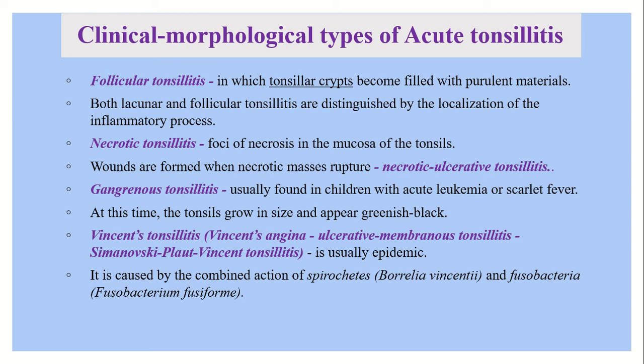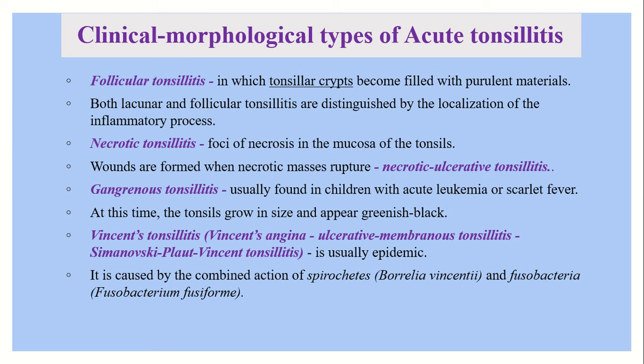Another type of acute tonsillitis is necrotic tonsillitis. Here wounds form when the necrotic mass ruptures, and we call it necrotic ulcerated tonsillitis. Gangrenous tonsillitis is a special type of acute tonsillitis that is usually found in children with acute leukemia or scarlet fever. At this time, the tonsils grow in size and appear greenish black.